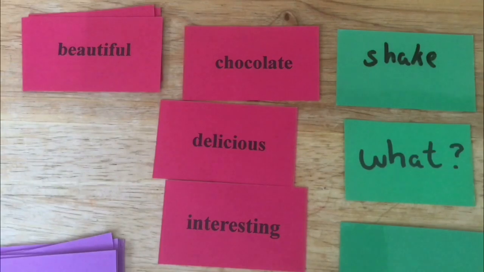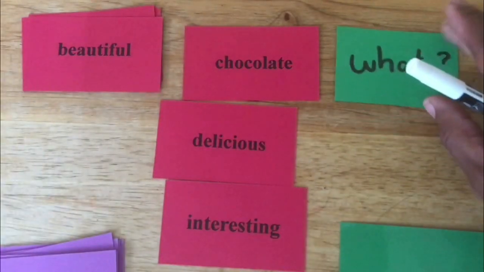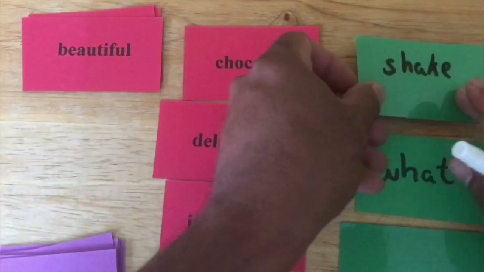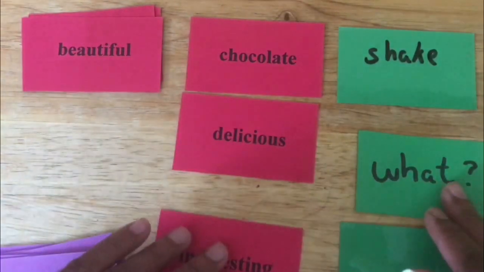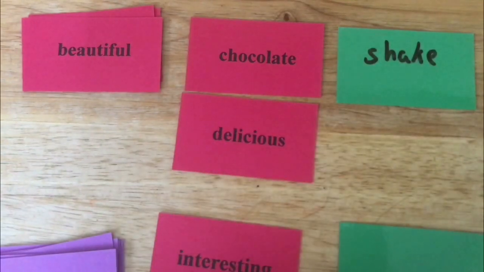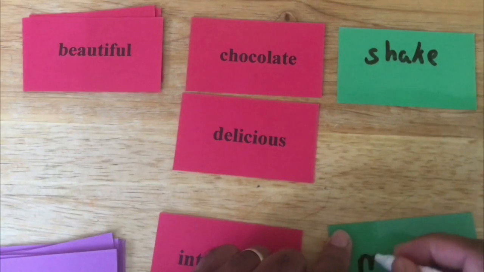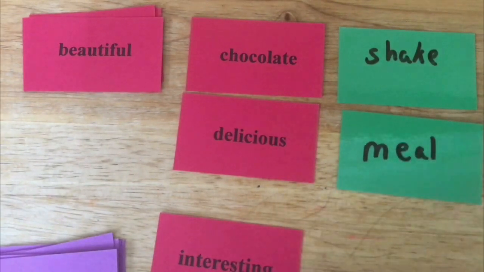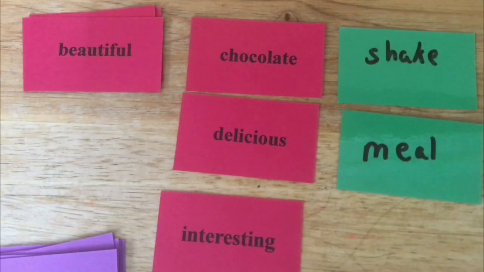Here's what I did. First, I started with a what card. I said chocolate what, and my answer was chocolate shake. I wrote that down and I replaced it. So now I have chocolate shake. Delicious what? Delicious meal. I just had a delicious meal. That answers the question what? Interesting what? He was a very interesting person.